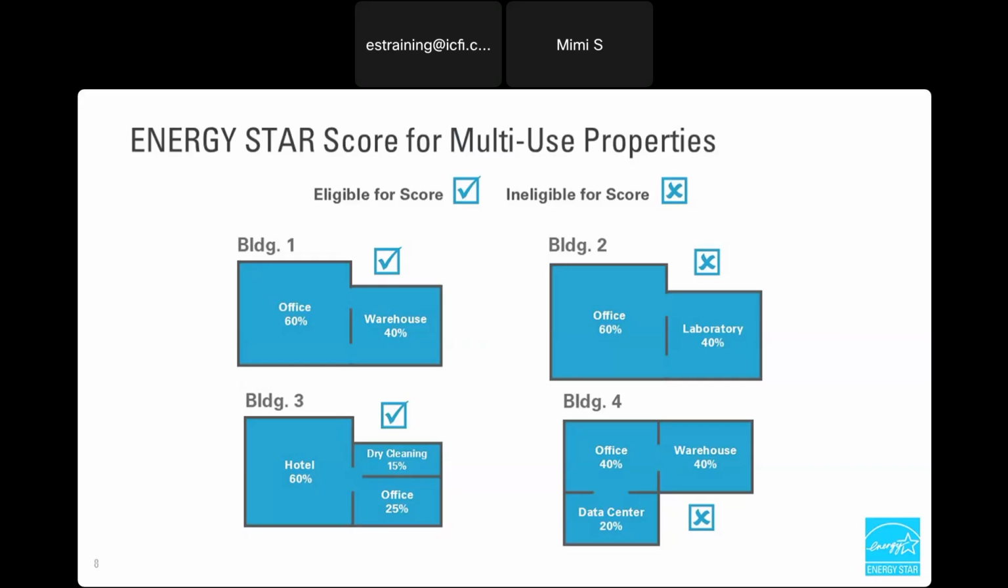Now, lastly, we can look at building number four, where we have the office at 40%, the warehouse at 40%, and a data center at 20%. Now, even though these are all eligible property types, this fails to meet criteria number two, which states that more than 50% of the gross floor area must be comprised of one eligible property type. And because all of the property types in this building are less than 50%, this does not meet our criteria.